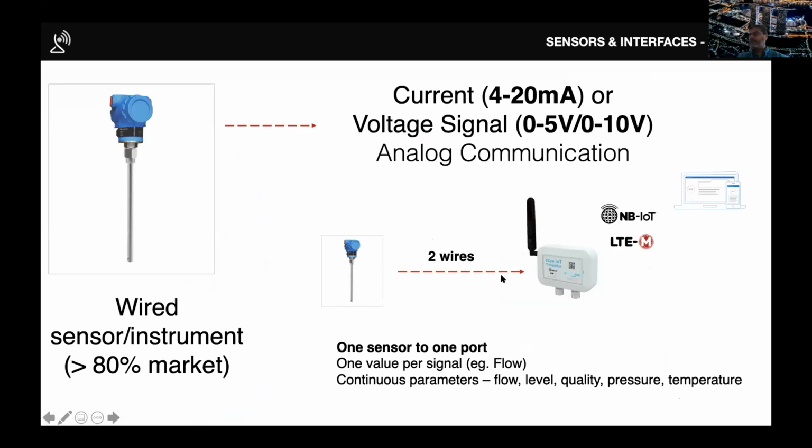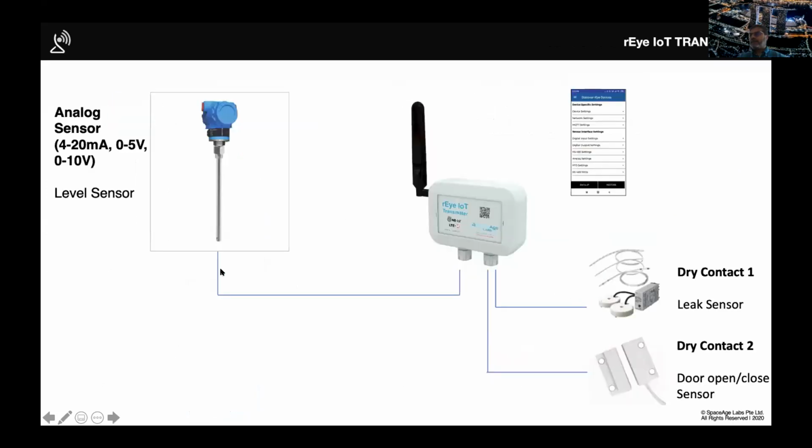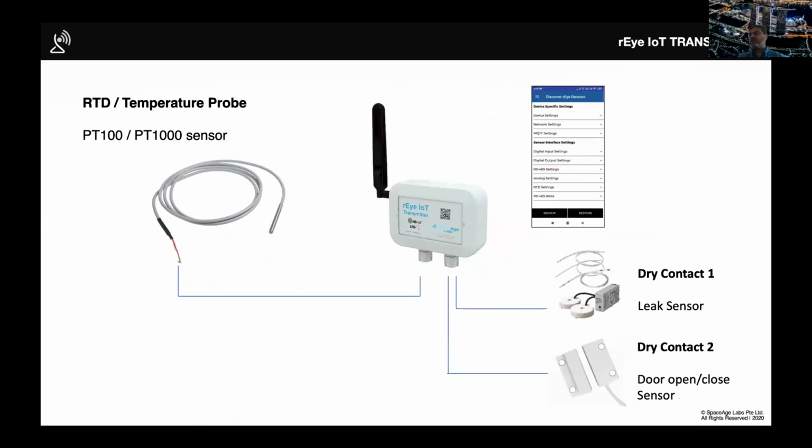Similarly, there are sensors called analog sensors, which give out 4 to 20 milliamp or voltage signals. We are able to read those and then transmit it. An example could be a level sensor on a tank. This is a photo of a level sensor. You would connect the level sensor to our device and then transmit that every few minutes as per your requirement, and simultaneously also have other things like a leak sensor near the tank if you want to. There are other sensors like temperature probes. These are not for environmental monitoring, but maybe for temperature in a boiler or in a freezer, where it is minus 200 to plus 200.